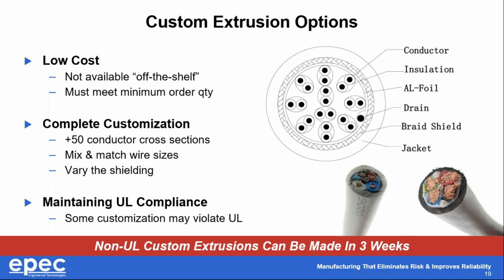Epec can support complete customization of these wire types. This can include dozens and dozens of wires, all mixed and matched of different sizes, all within the same wire bundle. Epec can also vary the shielding methodology between those wire bundles so that some twisted pairs have a shield and a drain, some twisted pairs are unshielded, and then the overall bundle can have a shield. All of these things don't necessarily violate a UL compliance as long as the voltage and temperature rating is not violated.